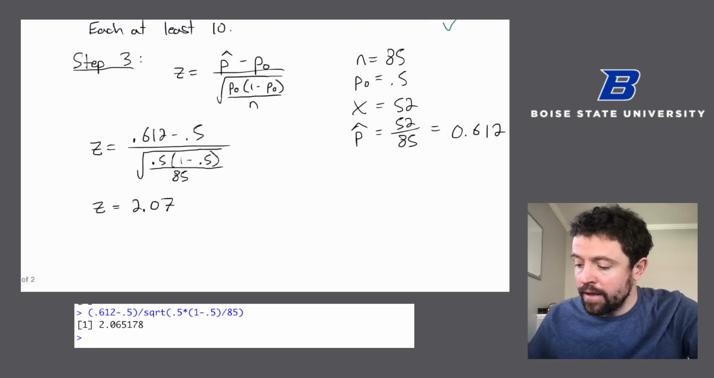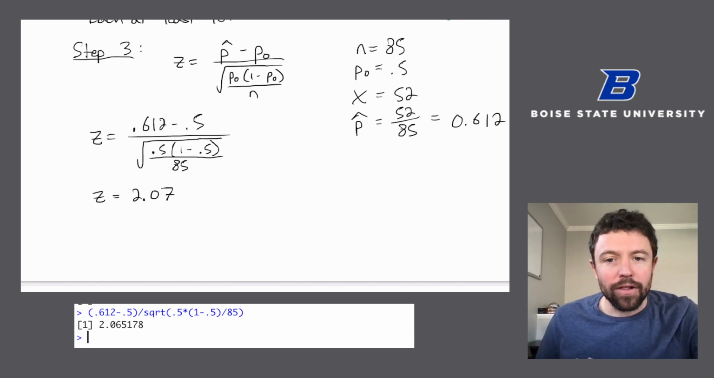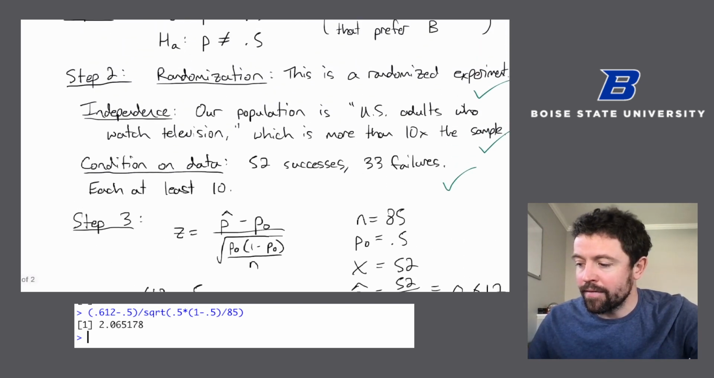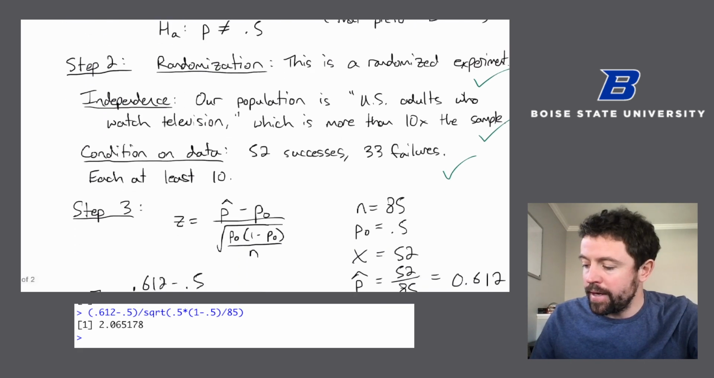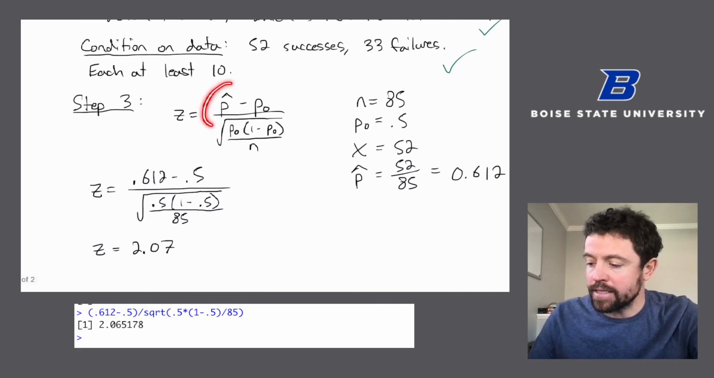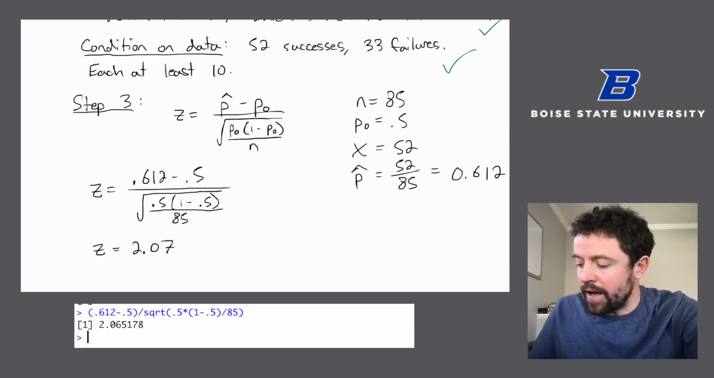So I have Z. And now I need to calculate my p-value. Notice in this problem, there's a lot of p's, right? This lowercase p is the proportion that prefer B, the true proportion. P hat is the sample proportion that prefer B. P naught is the hypothesized proportion that prefer B. Capital P, or I try to write it capital to be consistent, is the p-value.